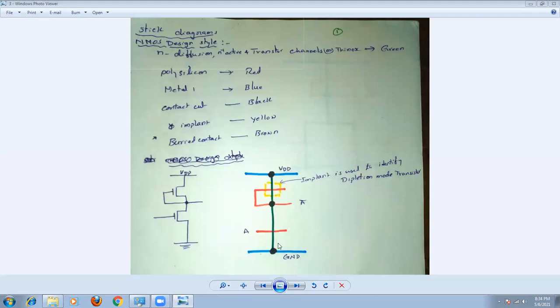This is a contact, another contact, and this is another contact. From here you can take either polysilicon, or from this contact you can take metal one, or from this contact you can take a diffusion, which is a green line. Also, you can take the output from here. You can follow any method because this is a contact terminal. Blue means metal, polysilicon is red, or you can use whichever depends on the application where we are connecting this output terminal. So remember, this is the stick diagram of the inverter.